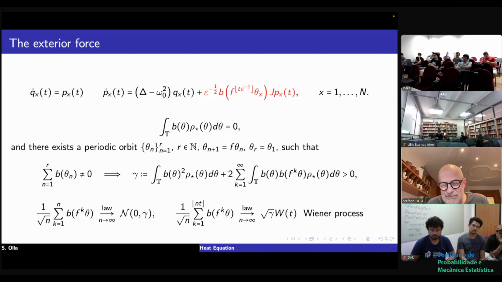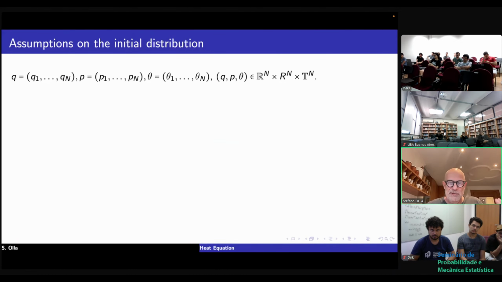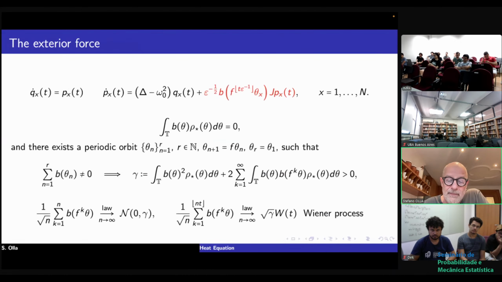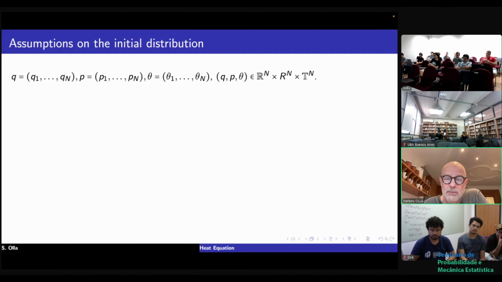But in principle it seems obvious, though when you go to do it, it doesn't look so obvious. So now we are working on a completely deterministic dynamical system. So there should be some noise coming in, otherwise it will not be a diffusive equation. And this noise comes from the initial distribution.